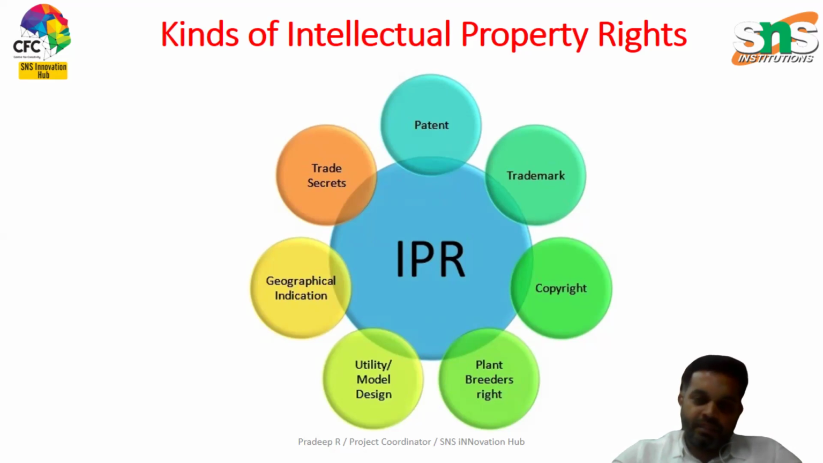Plant breeders' right is something like a combination. There might be some combination of two plants, the outcome will be something else, and that might be an invention. For that, they will go for this plant breeders' right. Utility model and utility: product patents we call utility patents, and design patent is for the design, whatever we make for our own product. Geographical indication is where one particular region makes this product. And trade secrets, the most important one, we'll see separately today.